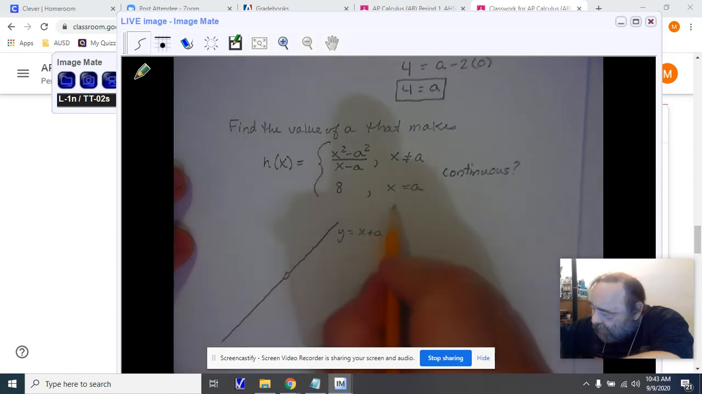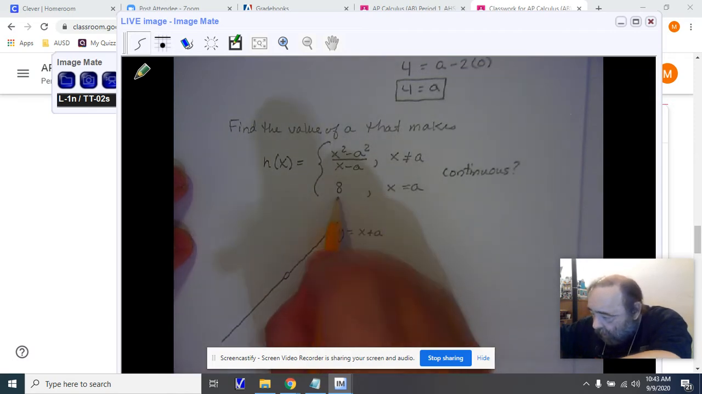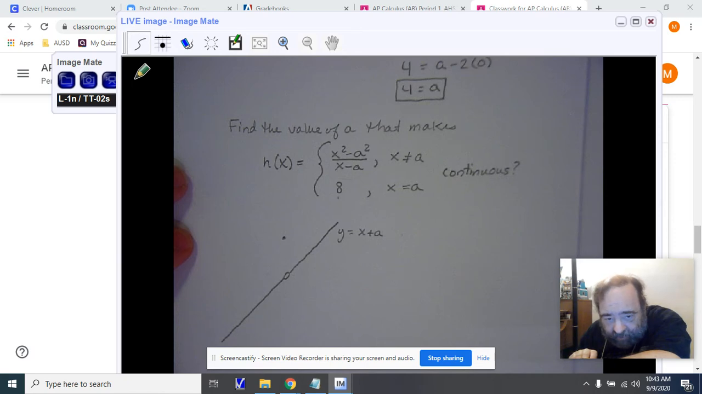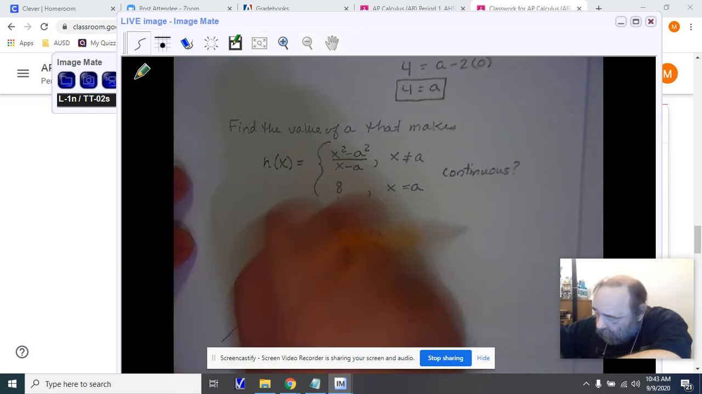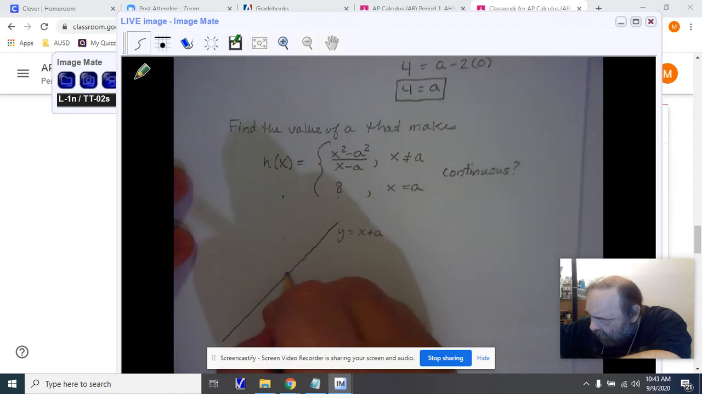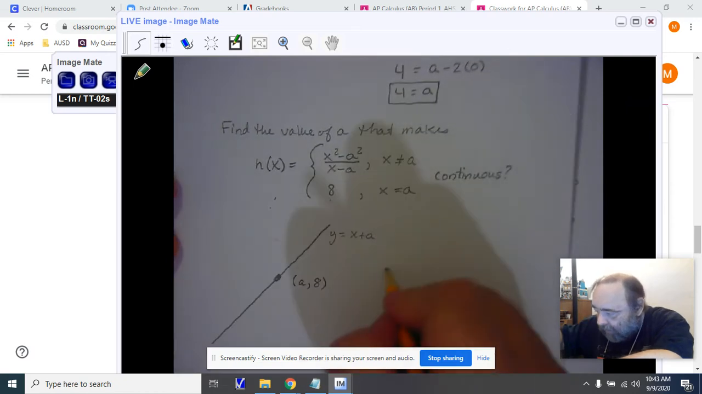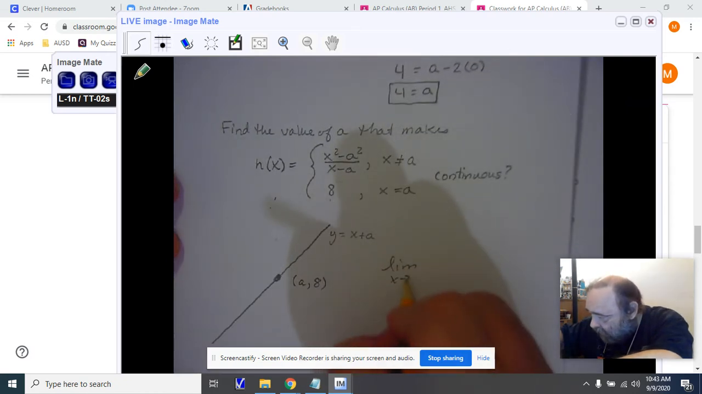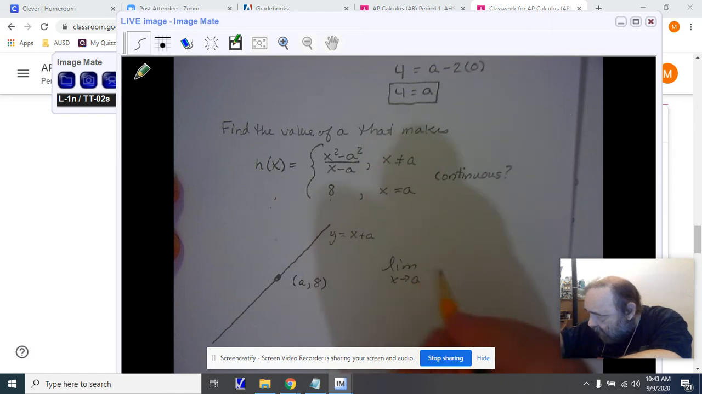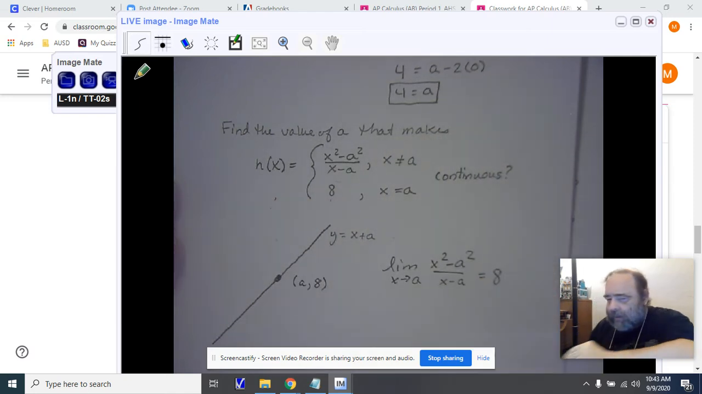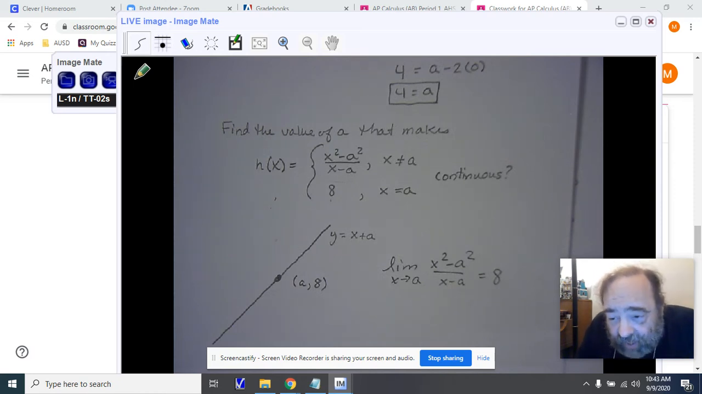But they tell us that they want to fill in the hole. Remember, if we have our point up here, it's not going to be continuous because it didn't fill in the hole. So we need to make sure that whatever we do, this point identified as a, 8 is filled in. That means the limit as x approaches the a value from the right and the left for x squared minus a squared over x minus a has to equal 8, because that's the value defined.